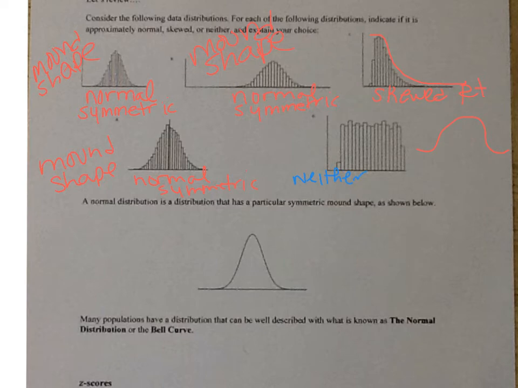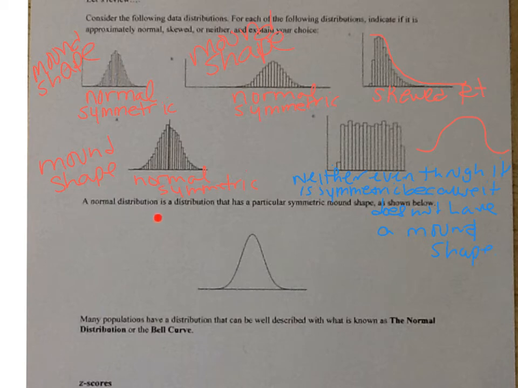even though it's symmetric. So it's neither, even though it is symmetric, because it does not have a mound shape. Okay, so let's take a look at what it says down here.